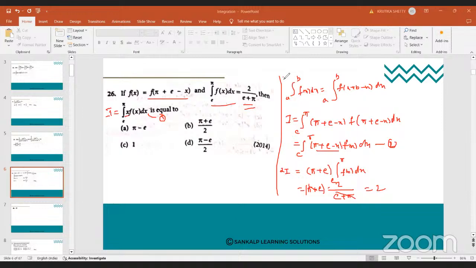Okay, so the properties of definite integrals are playing a very important role here. All the questions we discussed, all three questions, were based on the properties of definite integrals. So the answer will be equal to 2. So option 2 will be the answer.